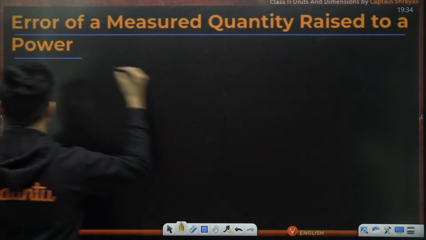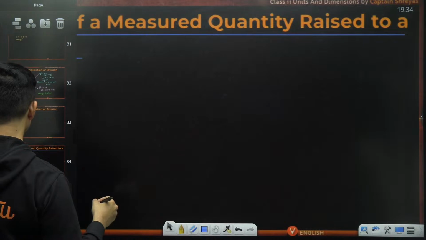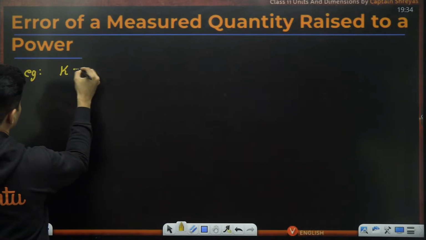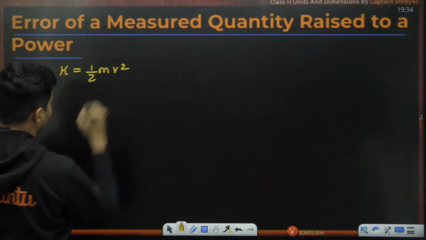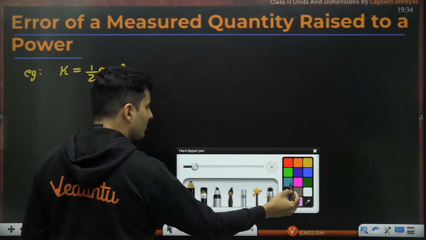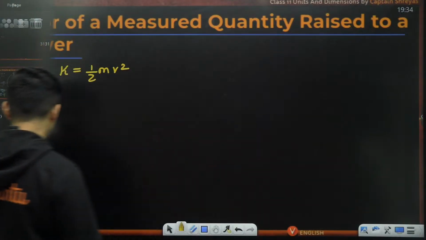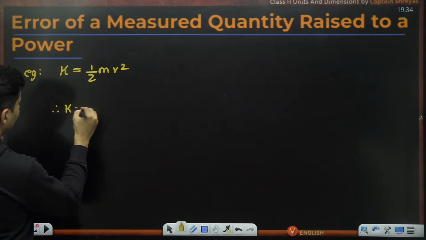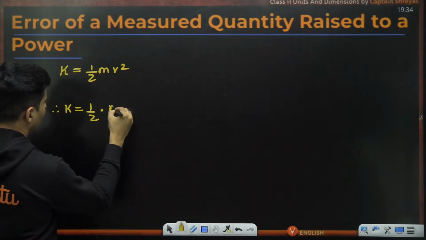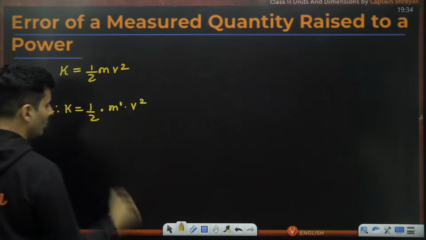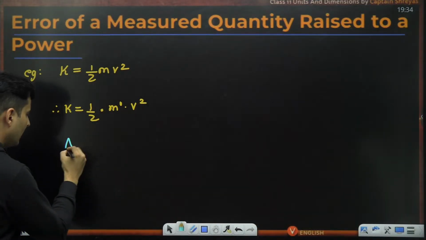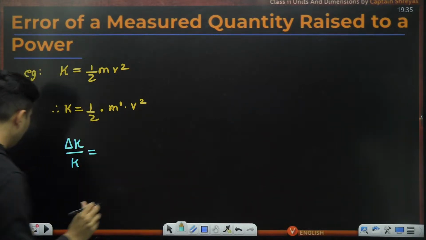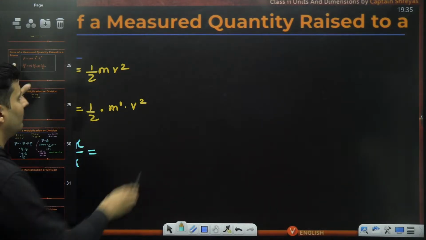Say for example, let's say for example, I tell you, kinetic energy is half mv square. Now, what I can do over here, I'll tell you, I can just write it as kinetic energy is half, a constant, multiplied by m raised to 1 into v raised to 2. And then what I will do, relative error in kinetic energy, constants never ever considered, because I just showed you the formula. Never ever worry about the constants.